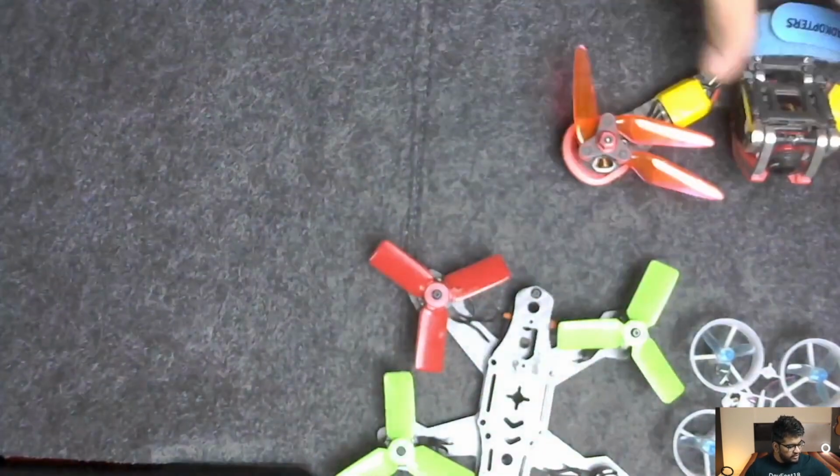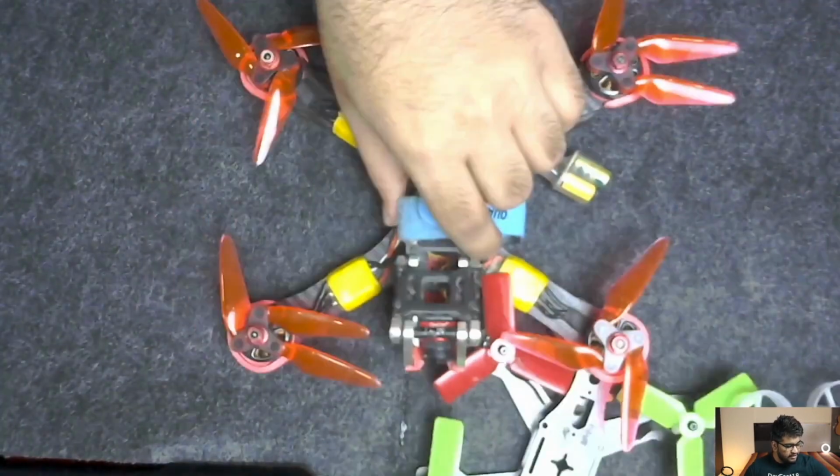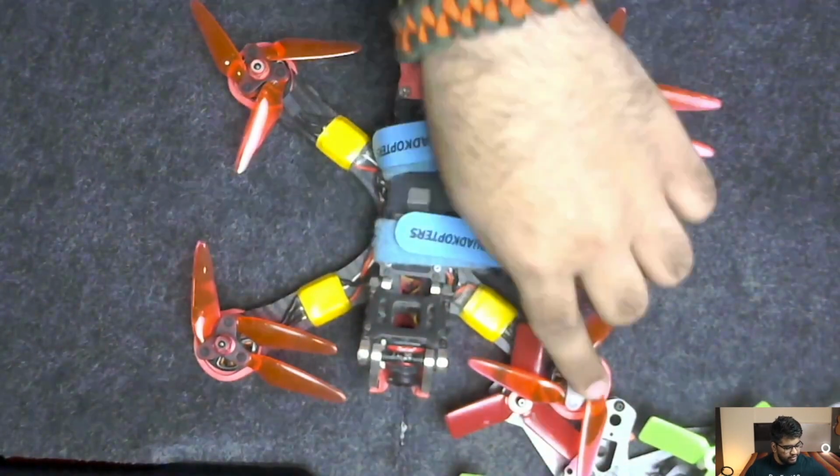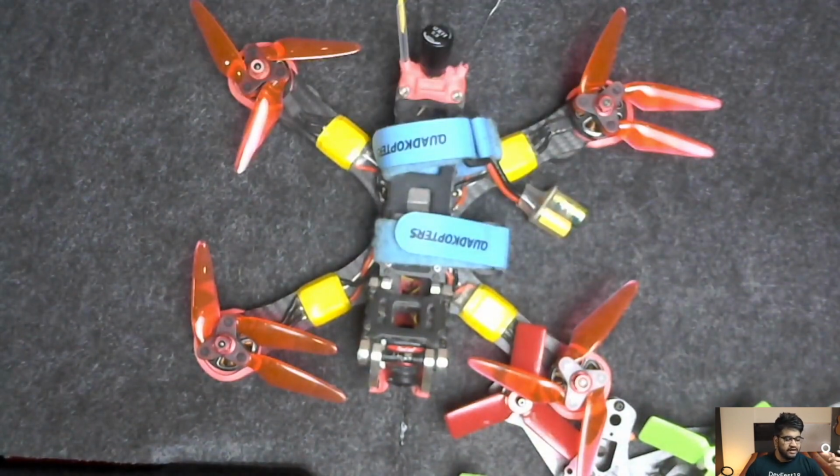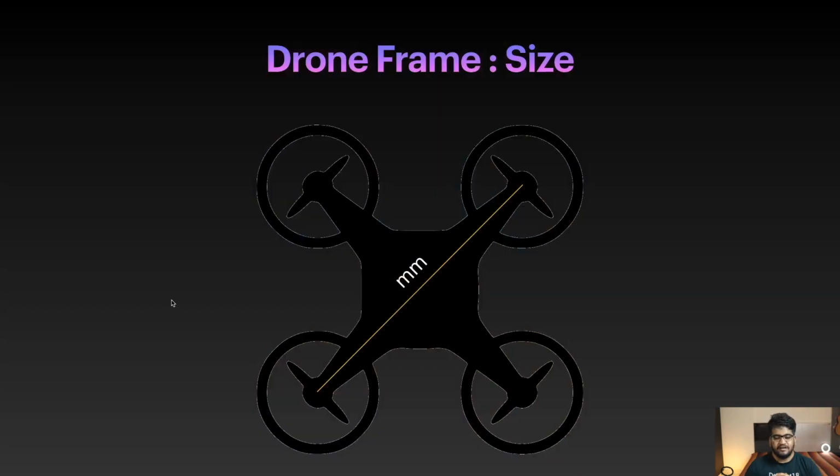If you talk about this one, this is more like a 220 millimeter size frame. From motor to motor is 220 millimeters. So this is how the size of the frame is calculated, and that's how the frames are being designed. So it's called the drone frame classes.